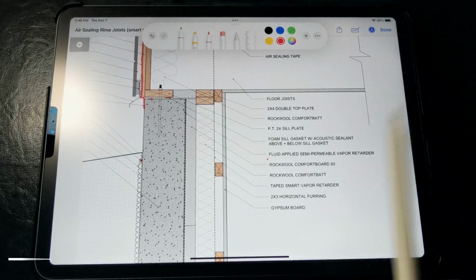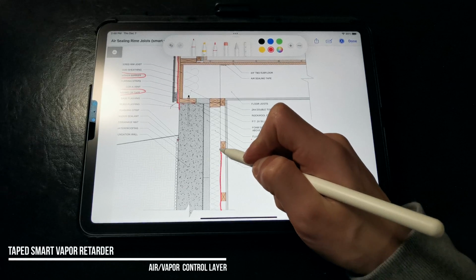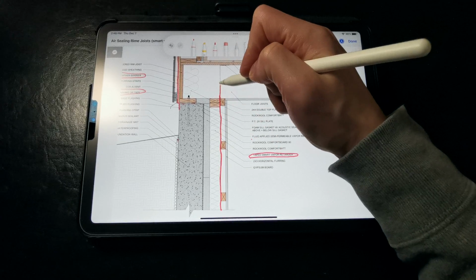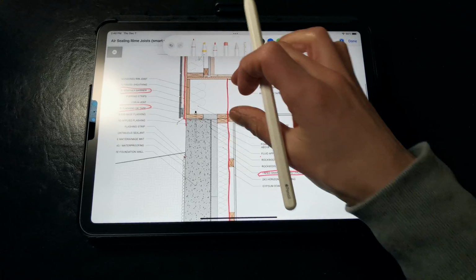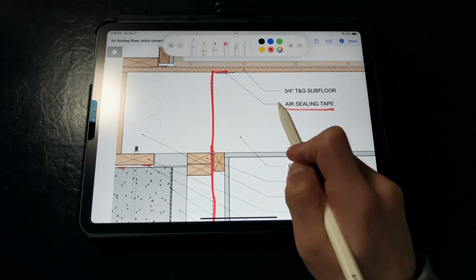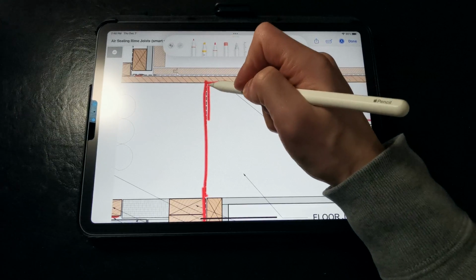And then on the interior, we're calling out a taped smart vapor retarder membrane to prevent vapor diffusion into the wall cavity, as well as air leakage from passing through that could result in condensation on the foundation walls or on the rim joist. And this allows us to use a wider range of insulation products in isolation, like mineral wool, fiberglass, wood fiber, or cellulose. And so we're taping and sealing that smart vapor retarder membrane to each floor joist with air sealing tape.